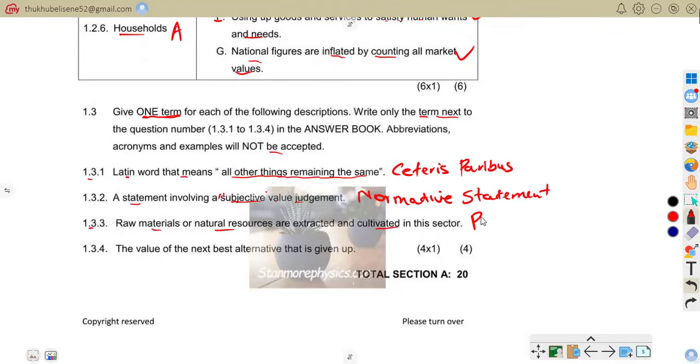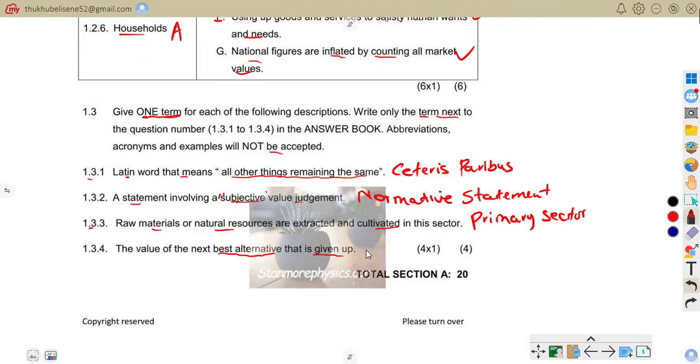So here we're talking about primary sector. We know when you're talking about primary sector, this is the sector of the economy that extracts the natural resources. For example, farming maize. So that is a primary sector. 1.34, the value of next best alternative that is given up.